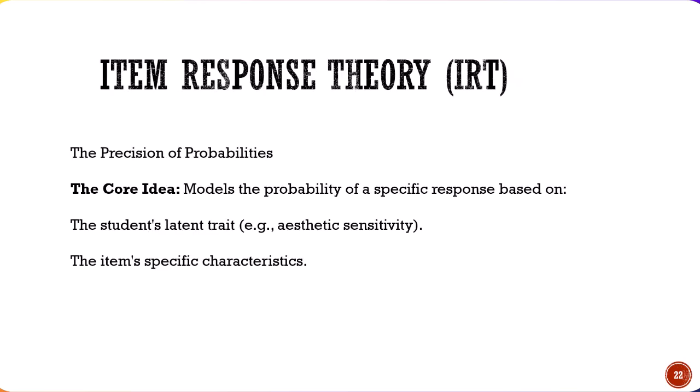Now let's look at item response theory. With item response theory, we have a precision of probabilities. We try to model the probability of a specific response based on the student's latent trait. For example, when we have aesthetic sensitivity, we can ask difficult questions like, is this artwork too obscure to analyze? We can use item response theory to answer some of these questions.